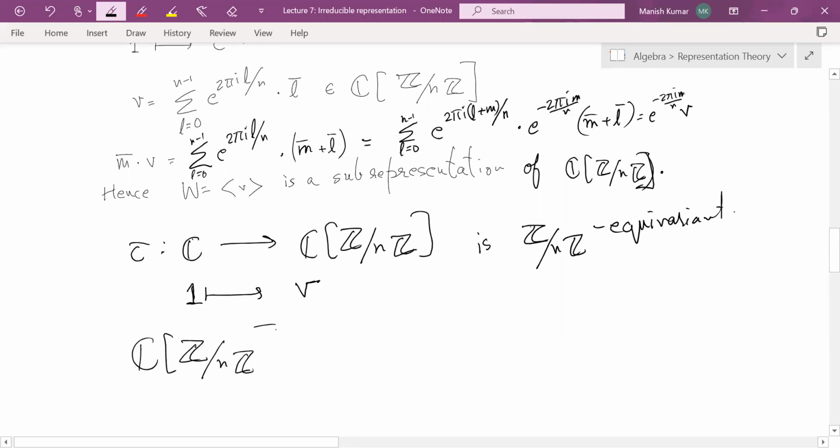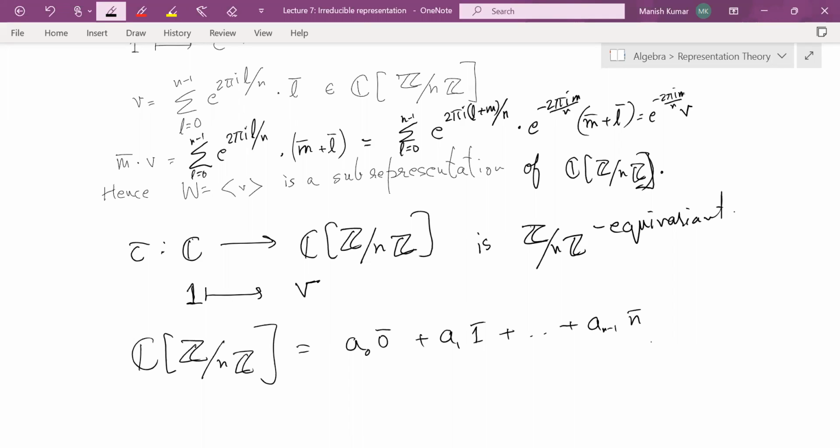Yeah. So the elements are of the form A0 times 0 bar plus A1 times 1 bar, and so on, plus A(N minus 1) times N minus 1 bar. Okay. So this is how a typical element of C[Z mod NZ] looks like. Even if you put all of the coefficients to be 1, that doesn't mean that you can add the group elements. It's a vector space of dimension N.